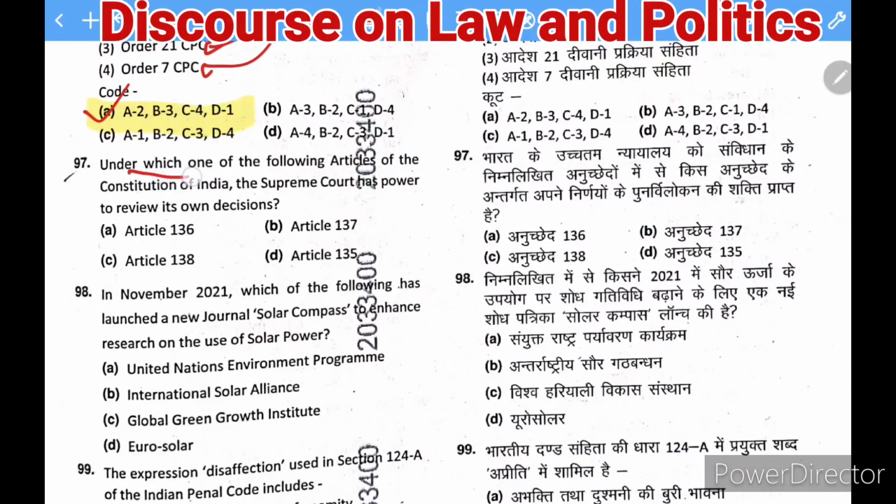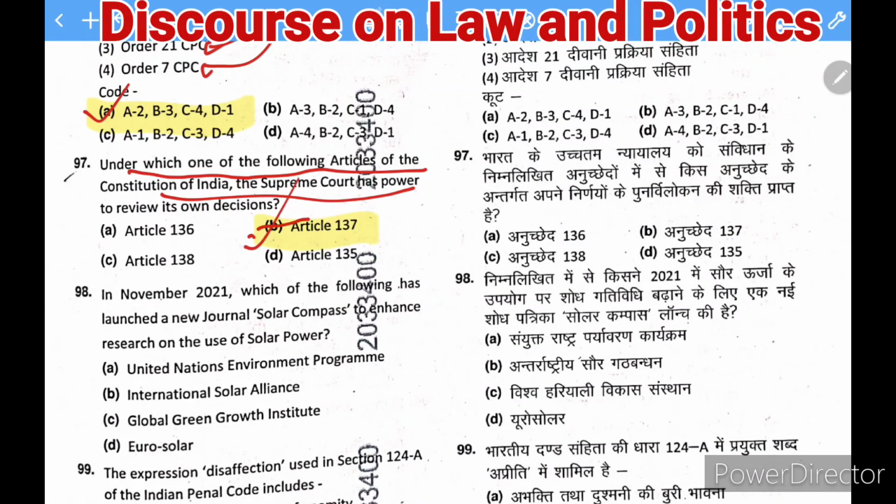The next question is: under which one of the following articles of the Constitution of India does the Supreme Court have power to review its own decision? The options given here are 136, 137, 138 and 135. The correct answer to this question is 137. So this is the correct answer.